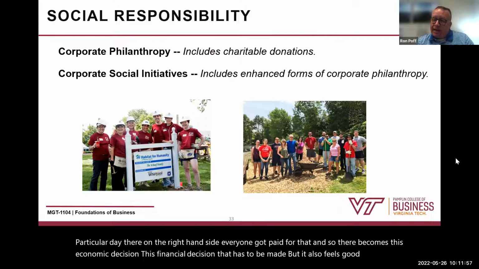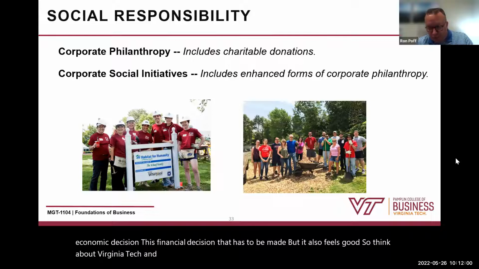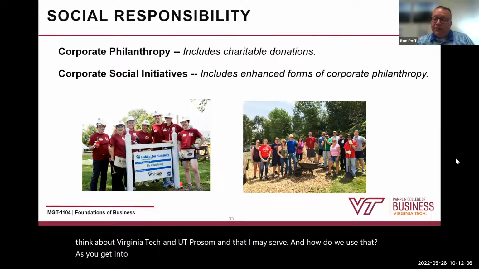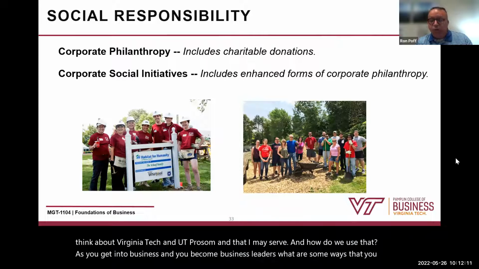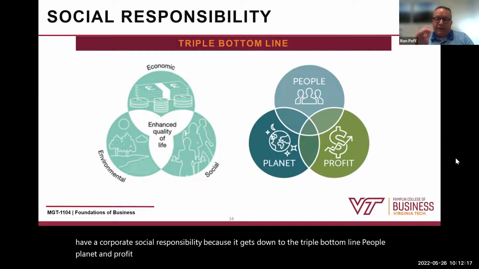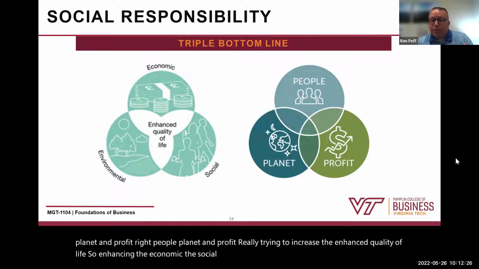So think about Virginia Tech and Ut Prosim, that I may serve, and how do we use that as you get into business and become business leaders. What are some ways that you could have a corporate social responsibility? It gets down to the triple bottom line: people, planet, and profit, right? People, planet, and profit, really trying to increase the enhanced quality of life. So enhancing the economic, the social, and the environmental areas. It's what's known as the triple bottom line.